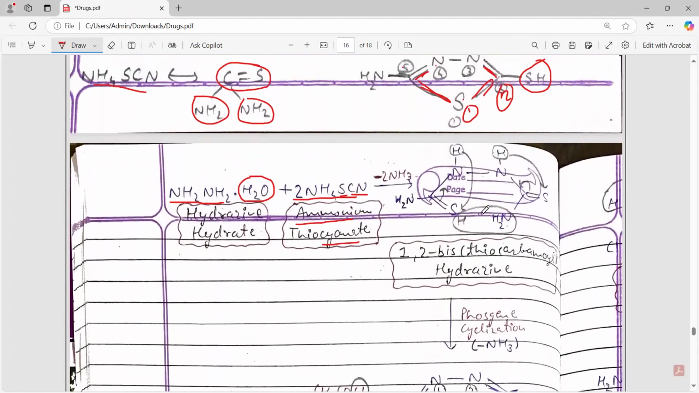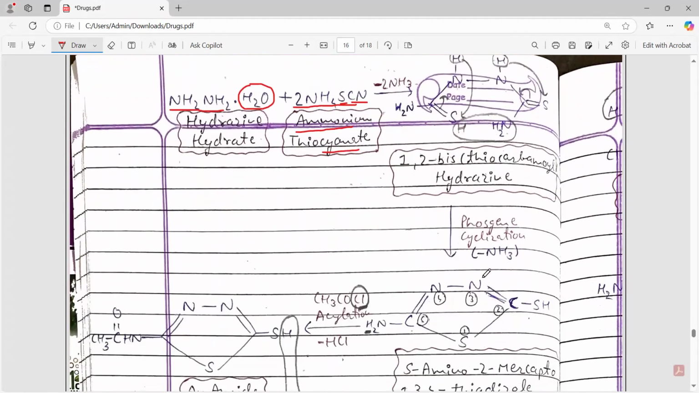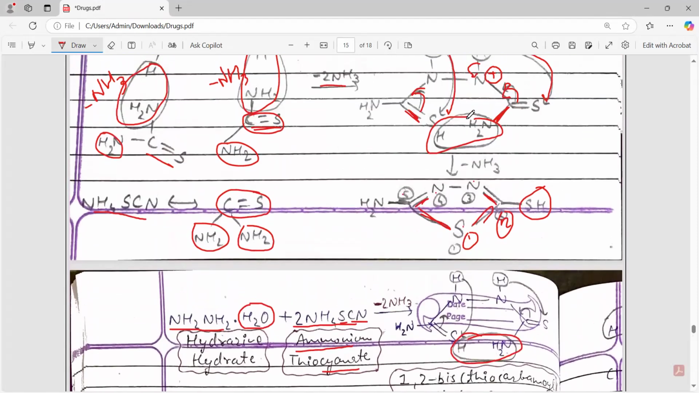So here the shifting of hydrogen will take place, this sulfur atom as we are discussing above. So 1 to bis thia means sulfur, having the carbonyl hydrazine. Basically this structure is known as the thiocarbonyl hydrazine. And then after here the NH3 group will be removed like this, as we discussed above.